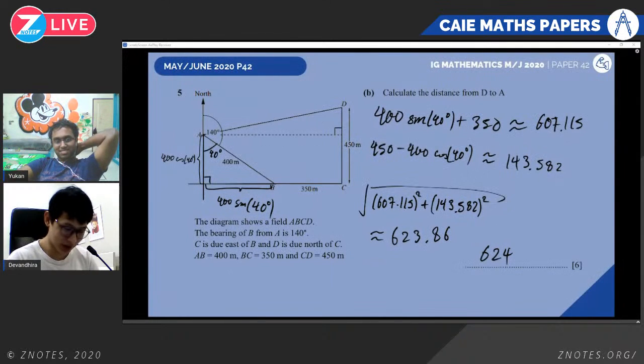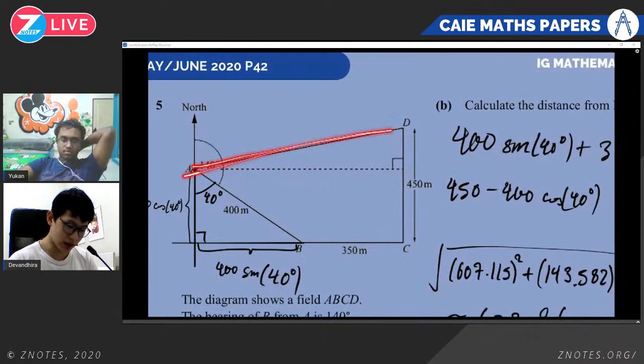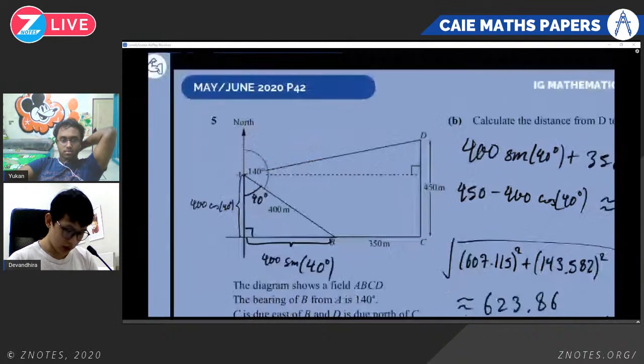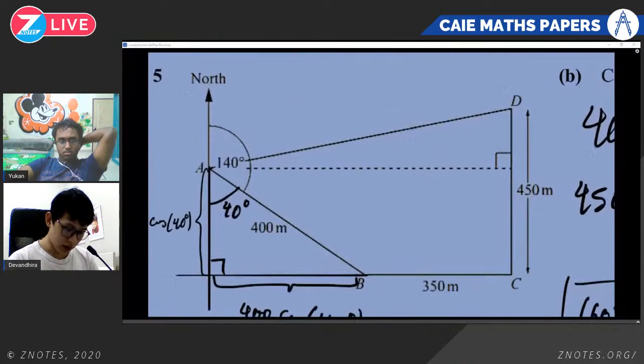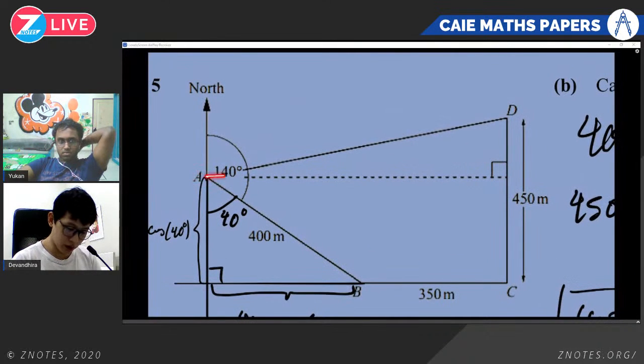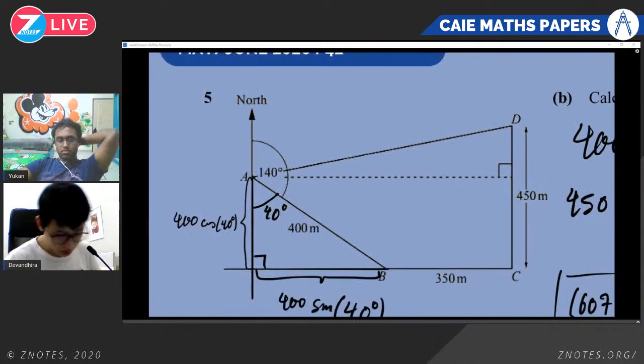All right, so next question. Calculate the distance from D to A. That means this distance right here, D to A. So it would be nice if we know what this length is and what this length is, because then we can use the Pythagoras, correct? We can use Pythagoras. Right. So how do you do that?